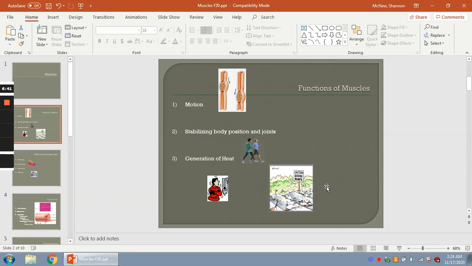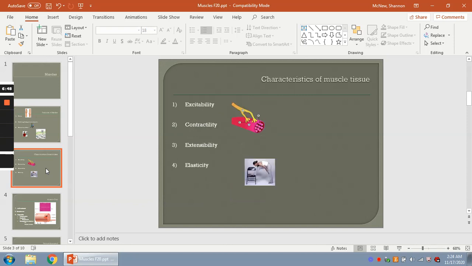All right, so that's the functions of muscles. Now, let's move on to characteristics. So characteristics of muscle tissue, there are four. We're going to start with the first one, which is excitability. So excitability, what does this mean?